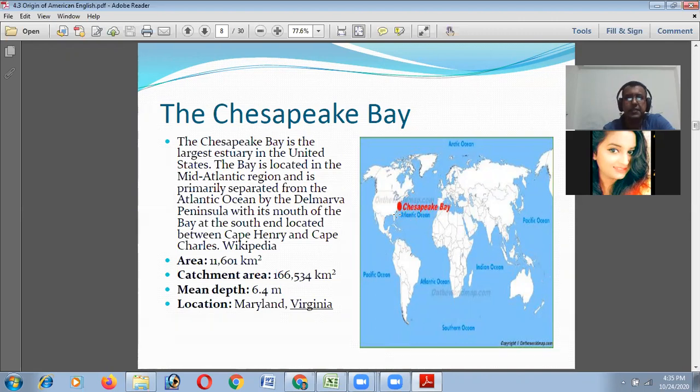settlement in this area. The Chesapeake Bay is the largest estuary in the United States. The bay is located in the mid-Atlantic region and is primarily separated from the Atlantic Ocean by the Delmarva Peninsula, with the mouth of the bay to the south, located between Cape Henry and Cape Charles. So this is the first settlement in America by the British people.